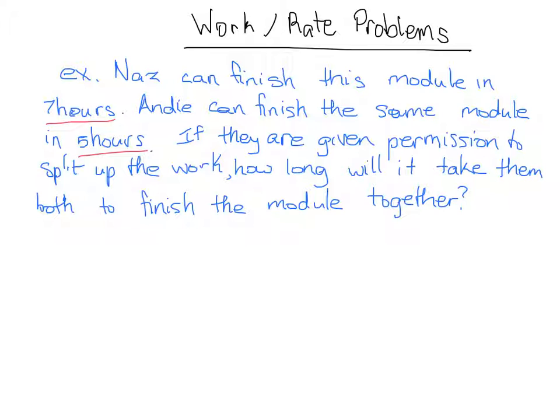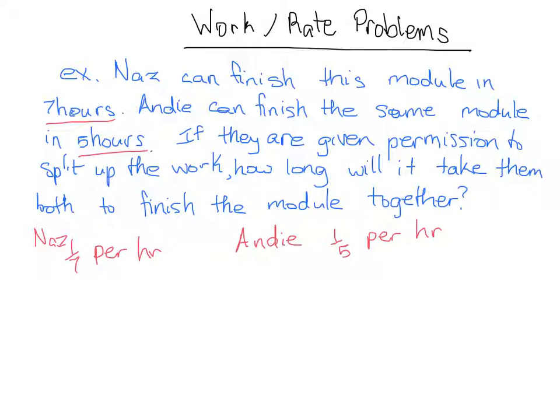We also know that if it's taking Naz 7 hours to finish a module, then her rate is the reciprocal of that, meaning she's finishing 1/7 of a module per hour. So we know that she's finishing 1/7 per hour. And that is our first person here, Naz. In the same way, we know that Andy is taking 5 hours to finish a module, so her rate is 1/5 module per hour. And that rate is always going to be the reciprocal of what we're given.